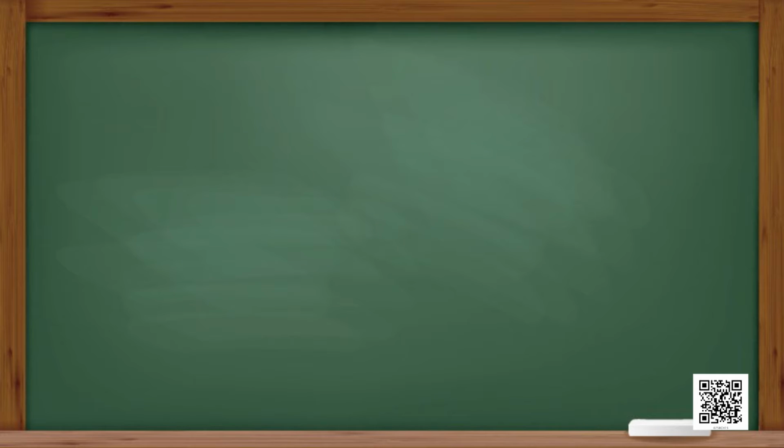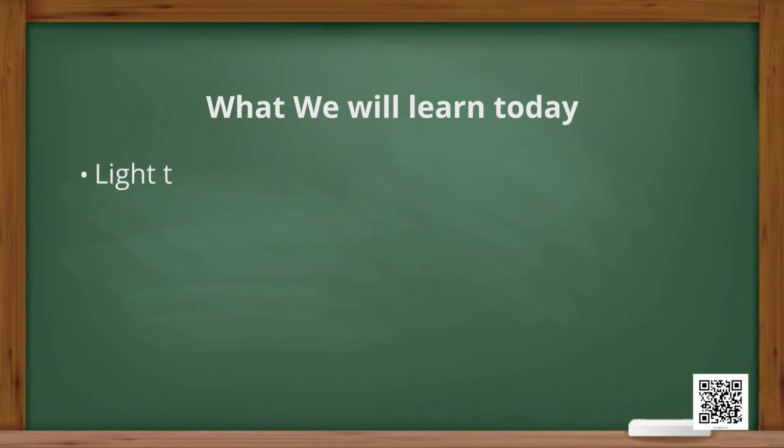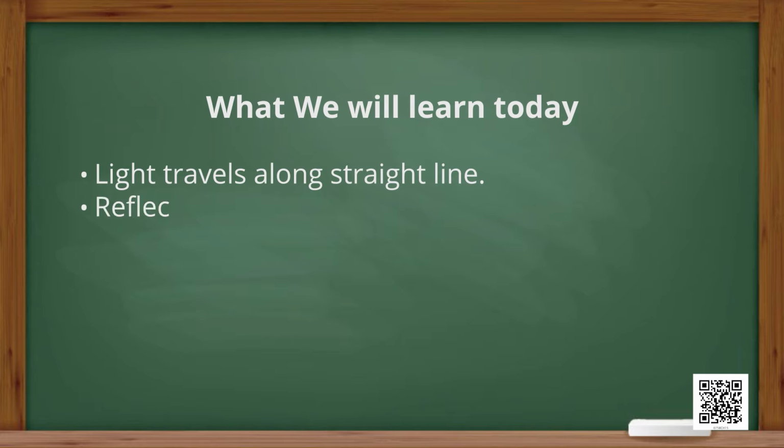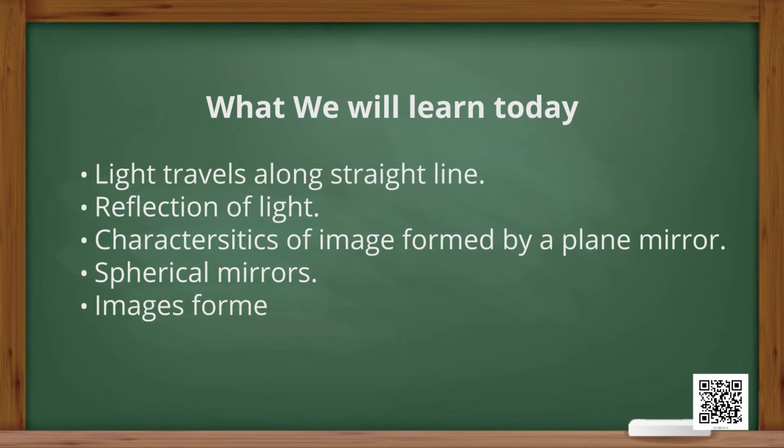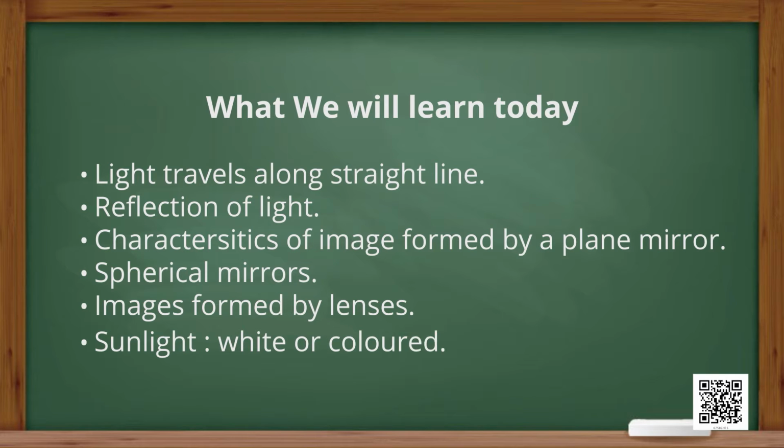Now, let us see what we are going to discuss in this chapter. Light travels along a straight line. Reflection of light. Characteristics of image formed by a plane mirror. Spherical mirrors. Images formed by lenses, and sunlight, white or colored.